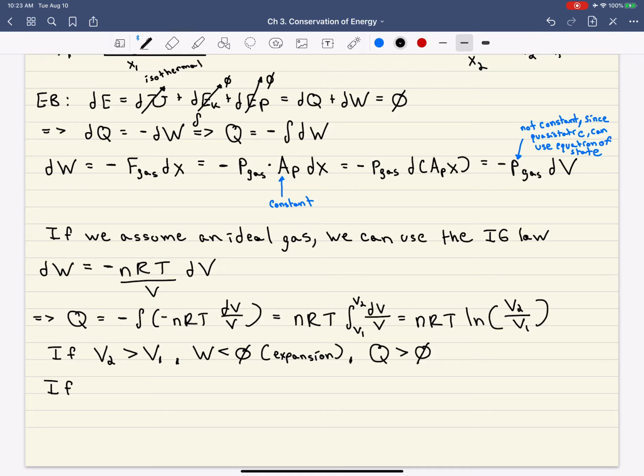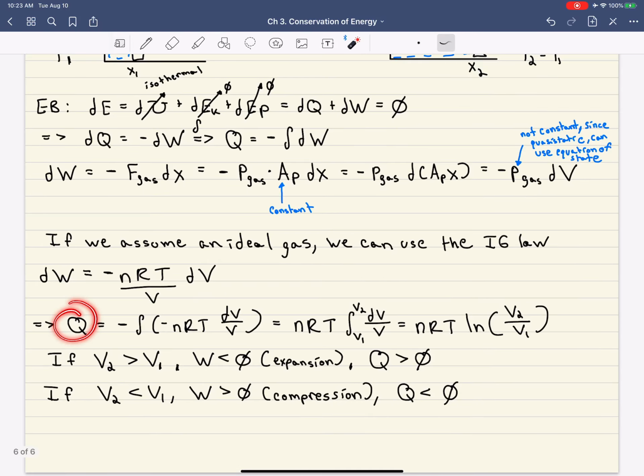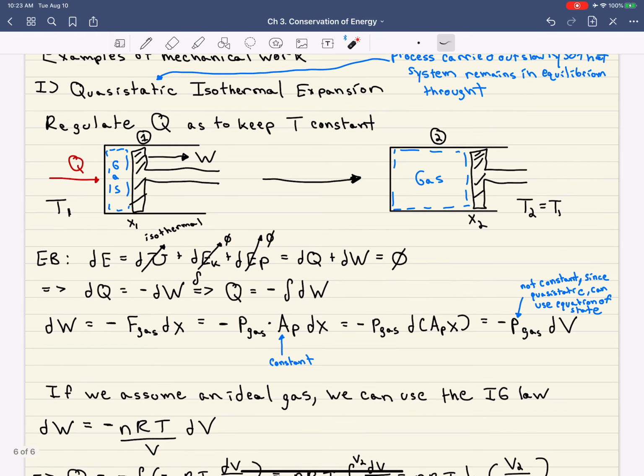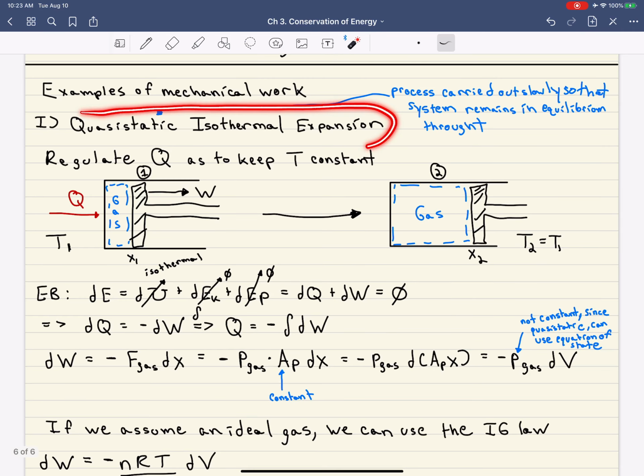In the opposite way, if V2 is less than V1, we know that work has to be positive because compression is going on. And so if our work is positive, that means in order to keep the system isothermal, heat needs to be released from the system, or heat needs to be negative in value. And so this is the sort of equation that you would get if you were dealing with a quasi-static isothermal expansion.